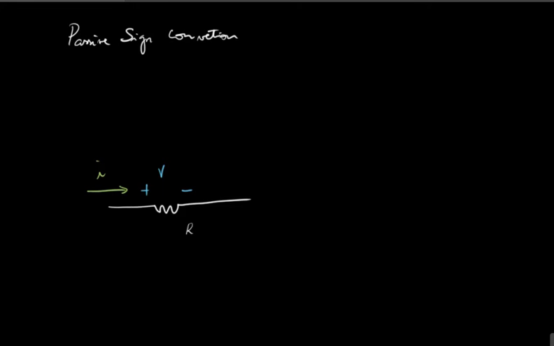Passive sign convention. We're going to be adhering to the passive sign convention, which means that it's a current that passes through the voltage difference. It's always entering the positive and it's always exiting the negative.